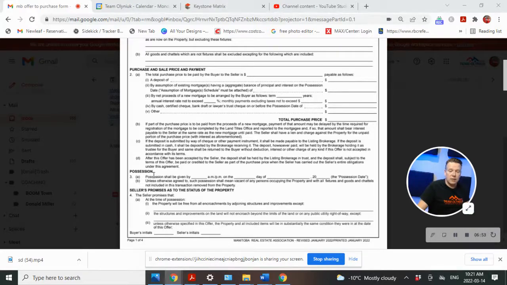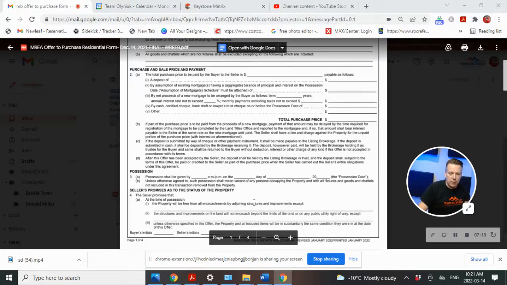Getting down to here is your possession. So you'll give the time, the date, the month and the year. We never like to do a possession on a Saturday or a Sunday, for the simple fact that if there needs to be contact with the lawyer, most of them don't work on Saturday or Sunday.